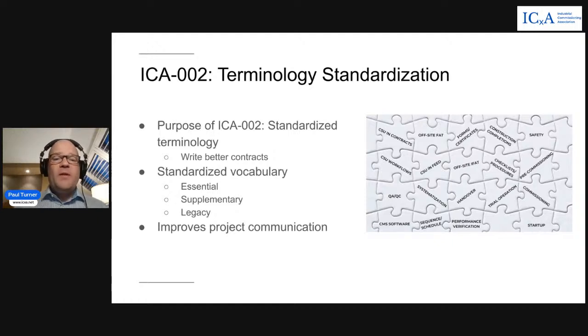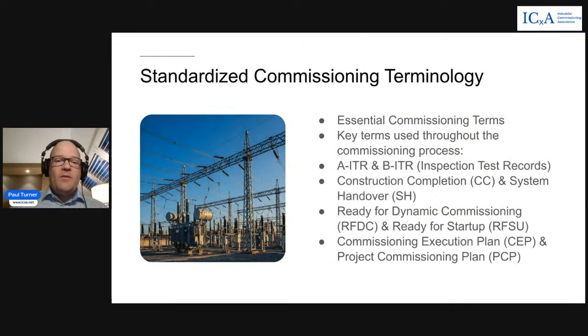So definitely check out the standardized terminology document and start using it on your project so that we can improve some of the project communication and make sure that everyone understands what we're talking about within the commissioning groups, as well as others on projects that maybe aren't as familiar with commissioning, to help them understand from design groups and construction groups, so everybody's at least speaking the same language and understanding of commissioning. So definitely check it out.